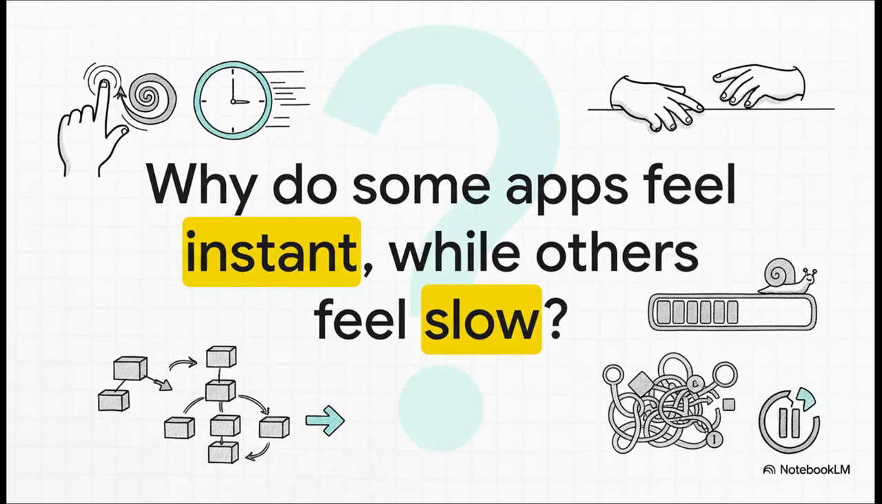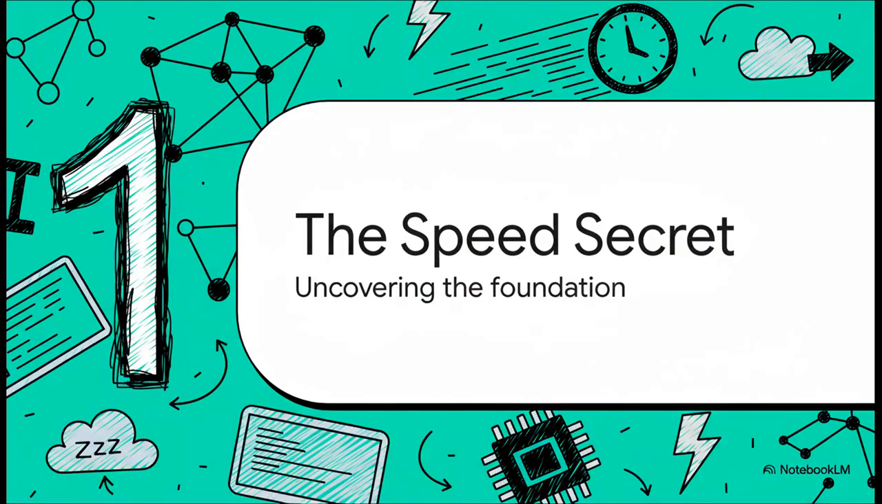We've all been there, haven't we? Just staring at a loading spinner, tapping our fingers, waiting. Well, the answer to this question is the absolute key to building software that can actually handle success. It's all about something called data structures and algorithms, or DSA for short. All right, let's get right into it.